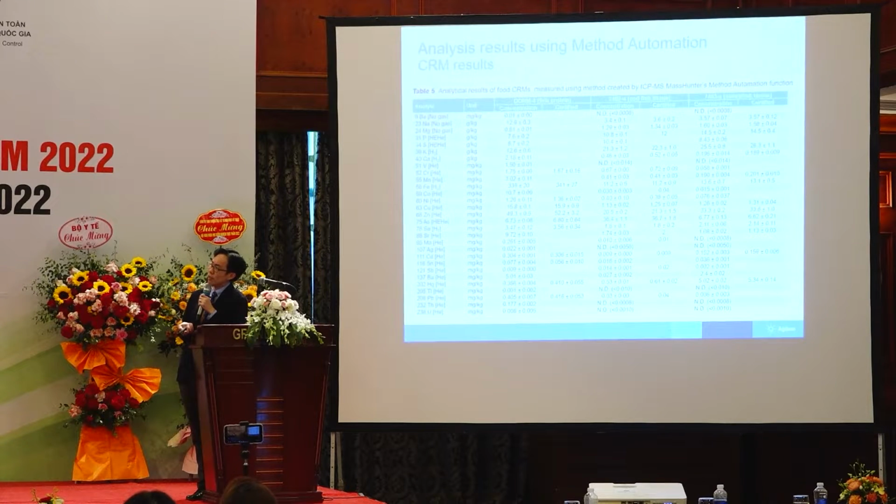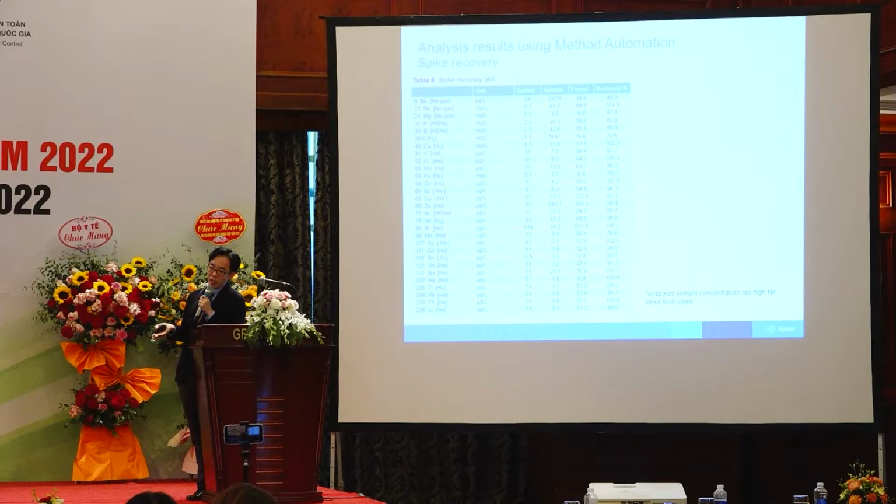These are the certified reference materials. You can see the certified concentration versus the measured concentration, and obviously they correlate quite well. There are also some spike recoveries done on the samples that were digested. So quite quickly, that is method automation on ICPMS. The takeaway here is ICPMS is not that difficult if you have this type of software tool to help you.